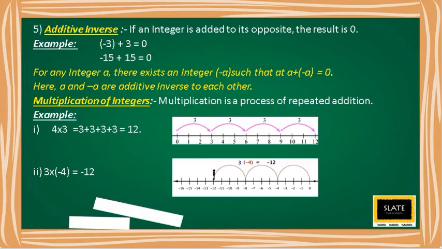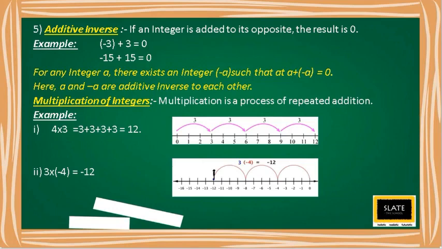4 into 3. As both the numbers are positive, we have to move towards the right side of 0. Here 4 is being multiplied by 3. So starting from 0, we need to jump 4 times covering 3 numbers in each jump. So from 0, 0 to 3, 3 to 6, 6 to 9 and 9 to 12. So we reached 12. That means 4 into 3 is equal to 12.